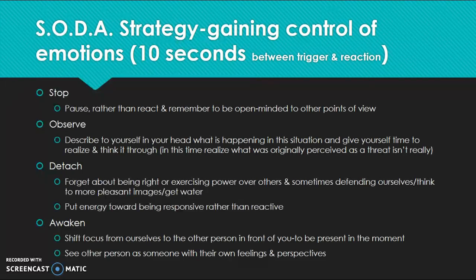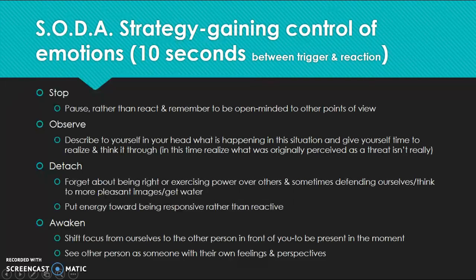Detach, forget about being right or exercising your power, like in my situation, exercising my opinion on politics, when sometimes defending ourselves is kind of like a battle you need to choose in certain situations, and put energy toward being responsive rather than reactive. So just saying, oh, okay, understanding someone else's opinion. And awaken, shift your focus from ourselves to the other person in front of you, to be present in that moment. So kind of put yourself in their shoes, like we talked about earlier.